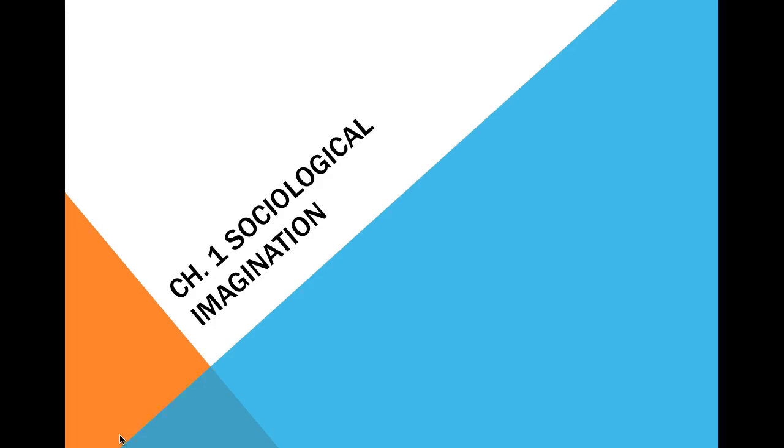Okay, folks, so we're going to get into chapter 1, which explains what the sociological imagination is, the three major sociological theories, and how the academic discipline of sociology was established.